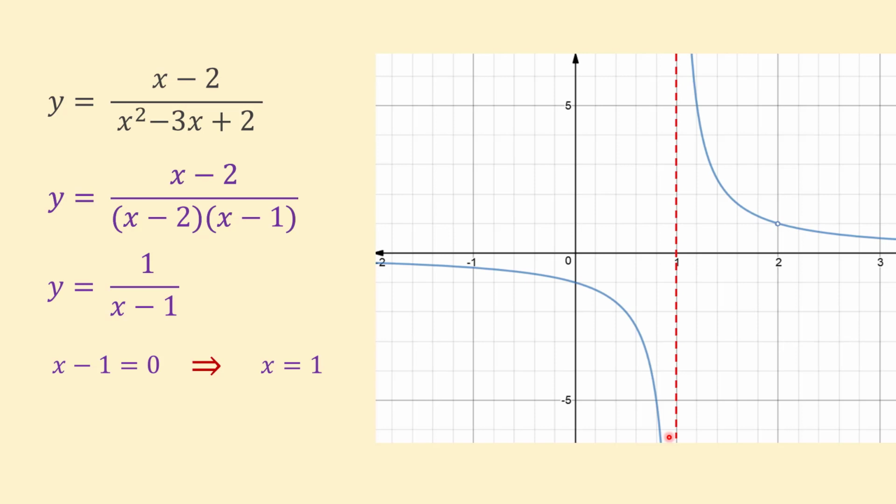Before we see the next example, let me show you what happened to that canceled term. What was the effect of canceling x minus 2 from numerator and denominator? When we cancel x minus 2 from numerator and denominator, it creates a hole on the graph of the function. As you can see, there is a hole on the graph of the function at x equals 2, and the function is not defined at this point.